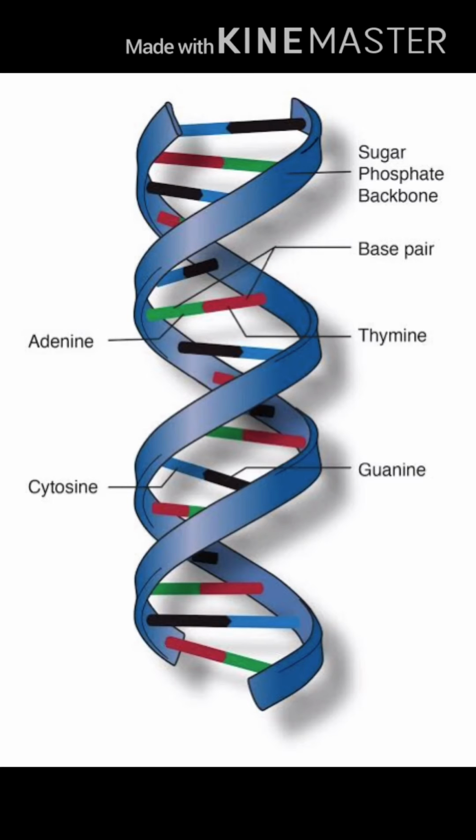DNA stands for deoxyribonucleic acid. DNA is the genetic material found within the cell nucleus of all living things. Now let's look into DNA fingerprints. DNA looks like an incredibly long twisted ladder. This shape is called a double helix.